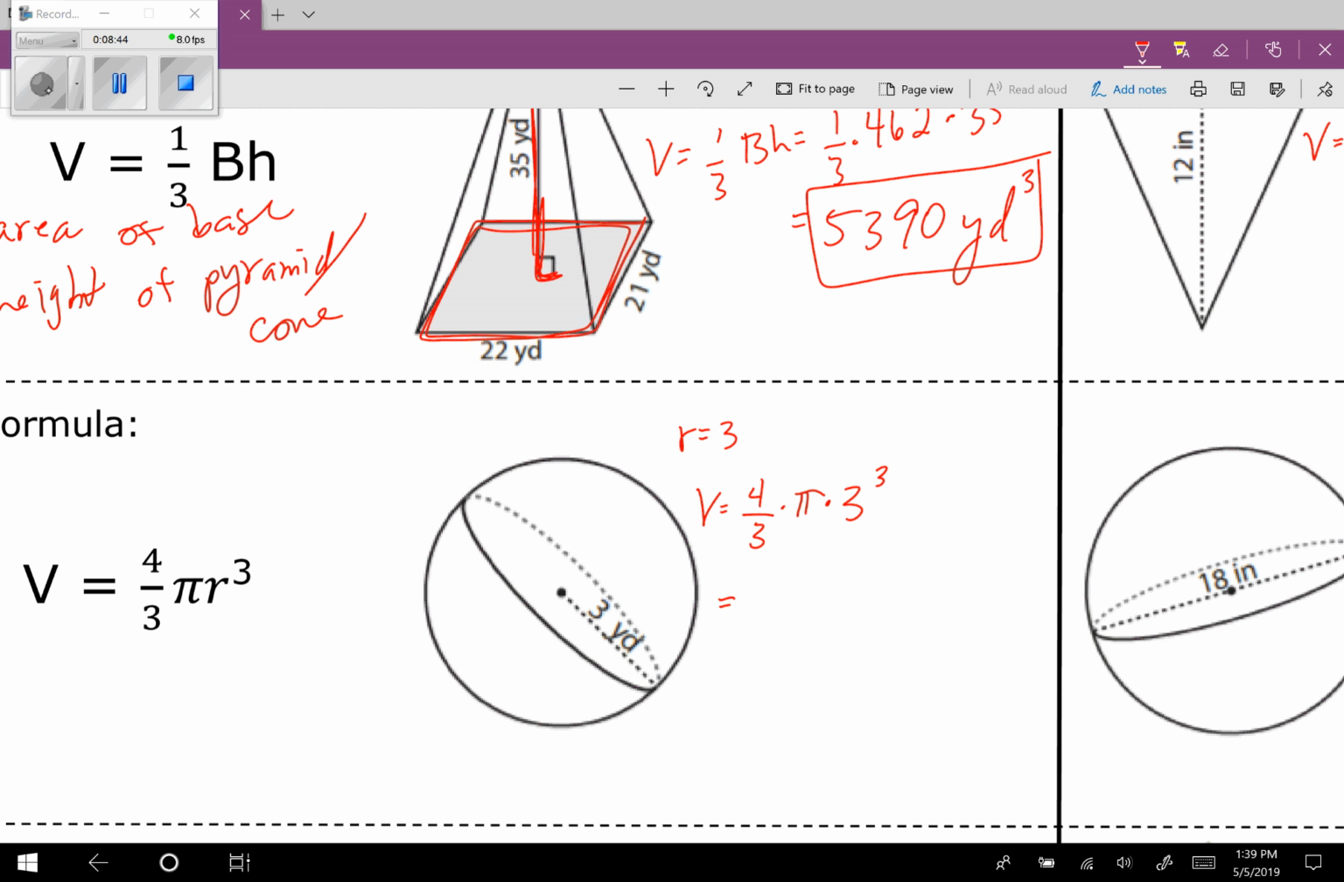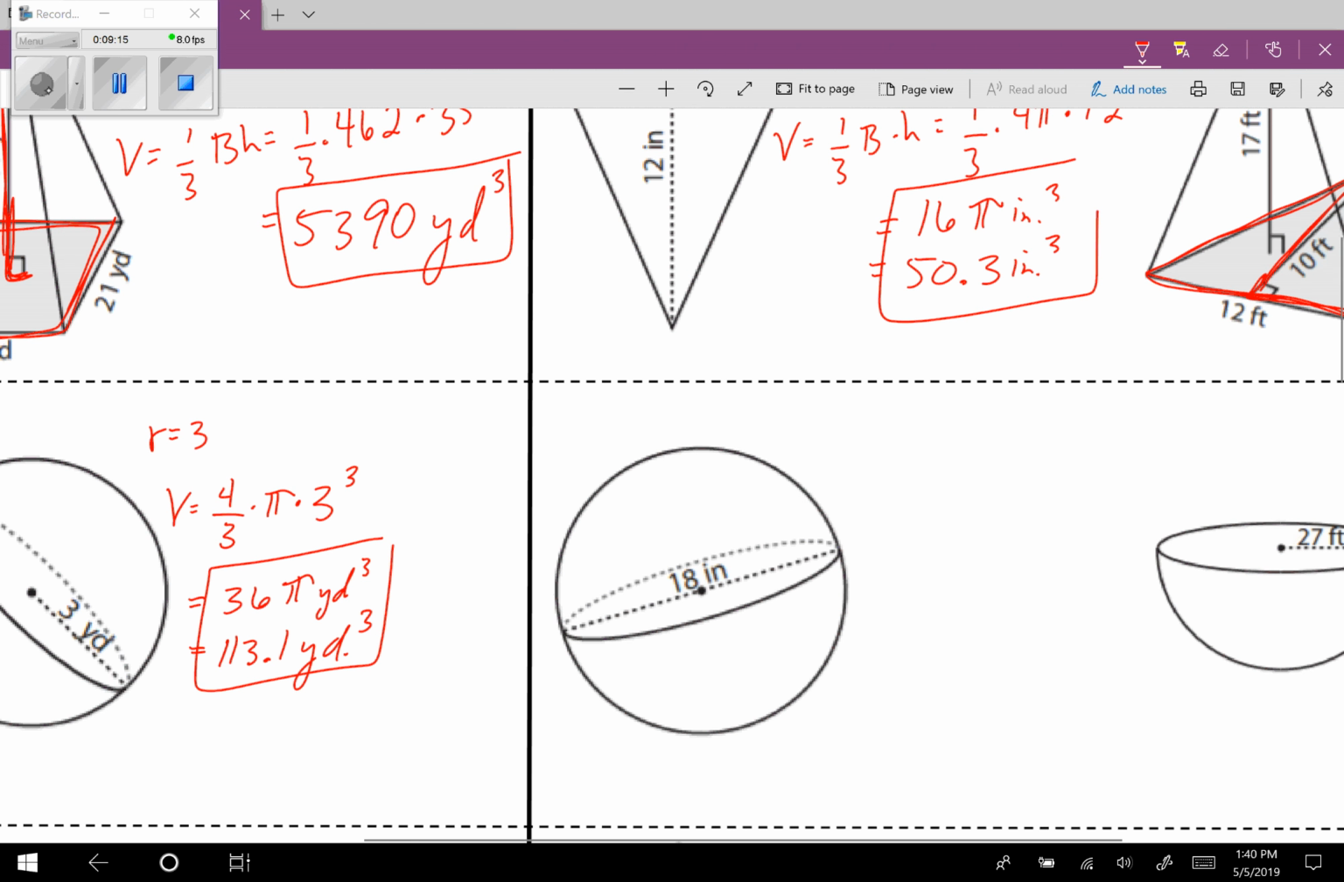Now we're going to leave this in terms of pi, so all I need you to do in the calculator is 3 cubed times 4/3. And when you multiply that, you get 36, and you've got to put our pi. That's yards cubed. So then just do 36 times pi, and you get 113.1, again, yards cubed. So that's a sphere.